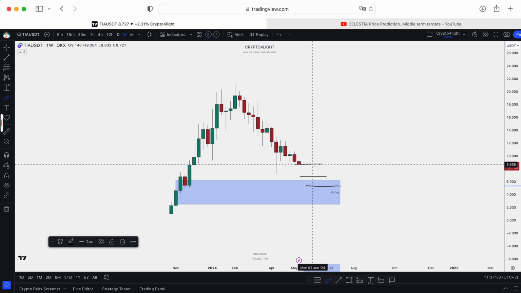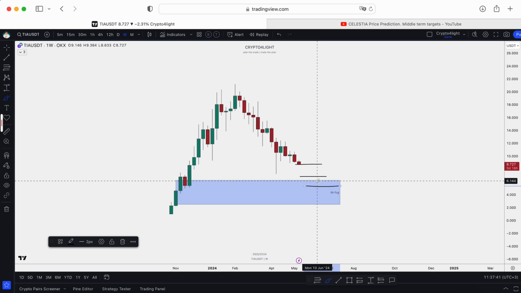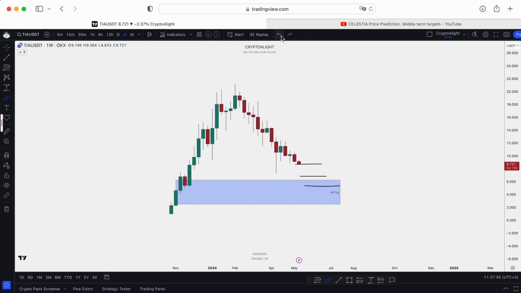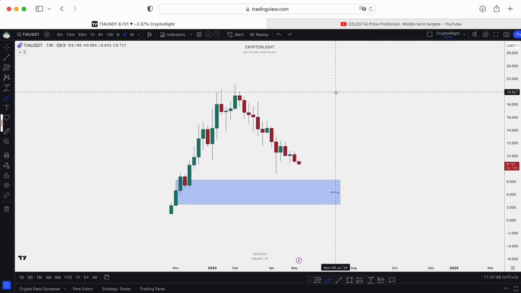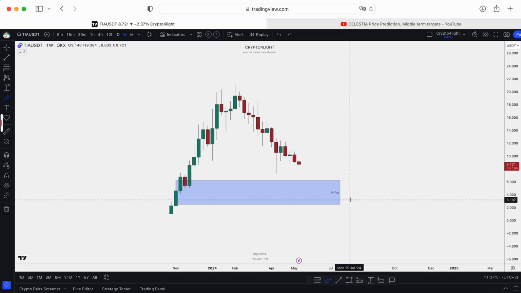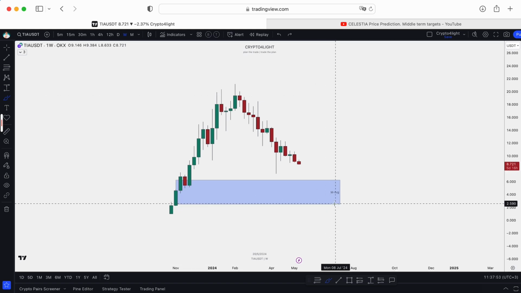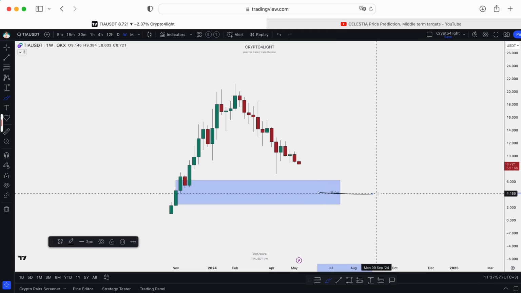So for example, $8.65, then $6 and $4. So your entry will be like $6, for example. And with the $6, you can ride to a new all-time high, for example, for Celestia. If they give you the option to buy at $2.50, you can add a position. And your average entry will be like $4.50, for example.